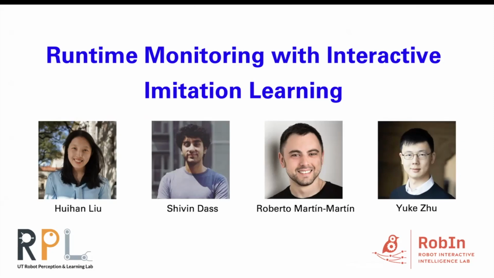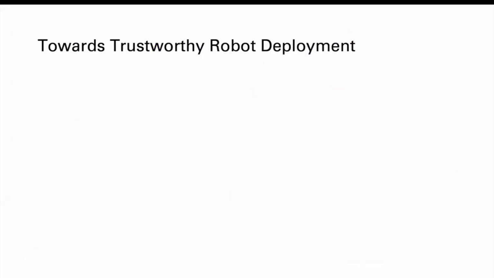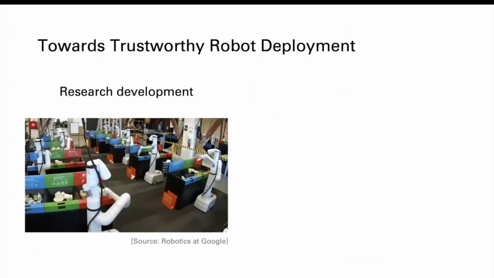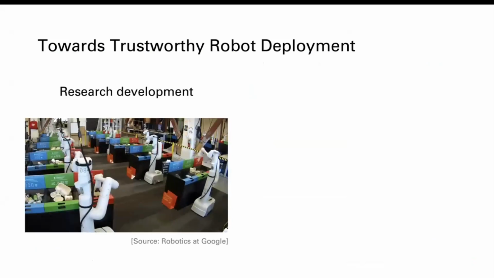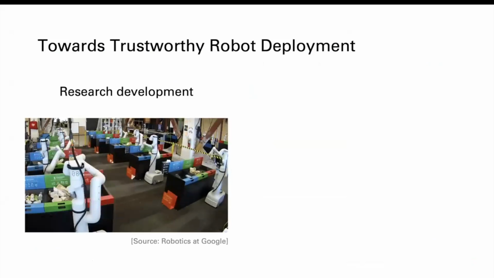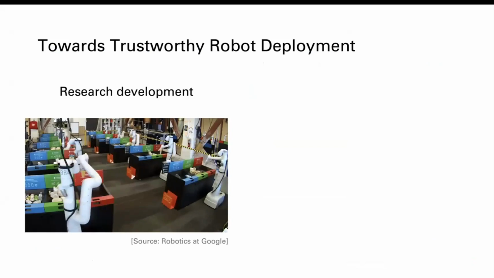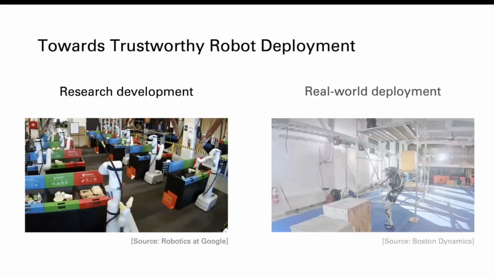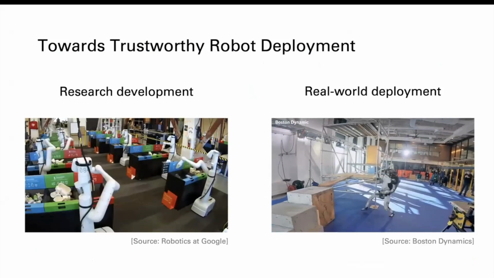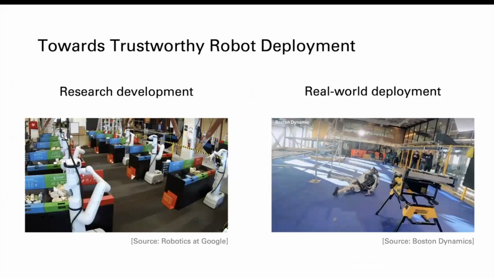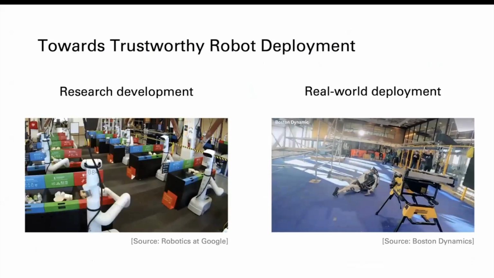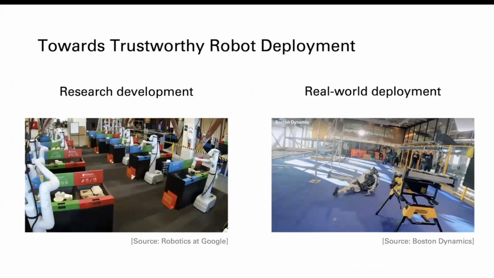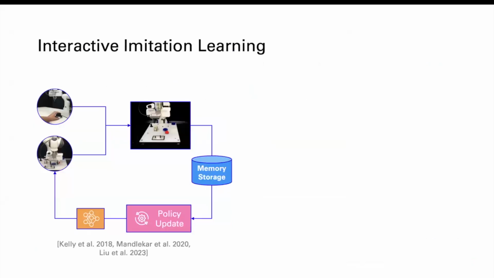Today I will be presenting our work, Runtime Monitoring with Interactive Imitation Learning, a joint work with Shivin, Roberto, and Yuke. We have seen significant development of robot learning methods in recent years, achieving impressive results in research settings. However, robots today still fall short of generalization and robustness for deployment in the wild. How can we reliably deploy learning-enabled robots to real-world tasks?